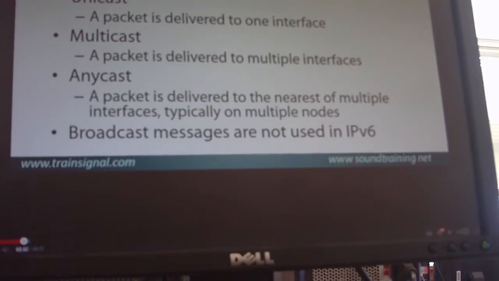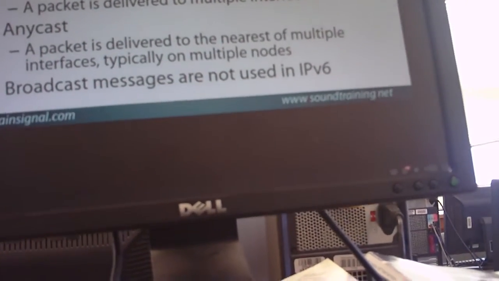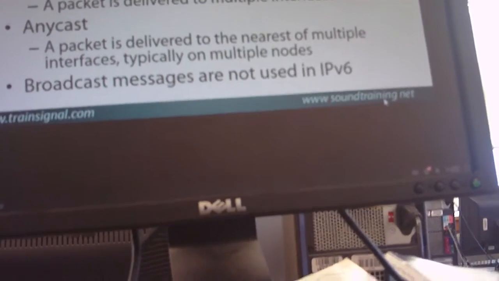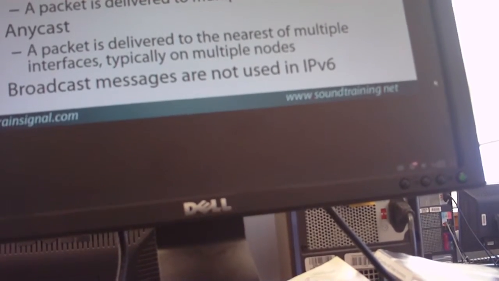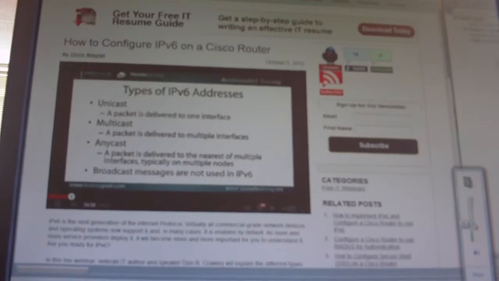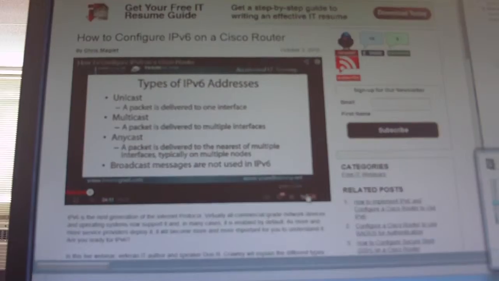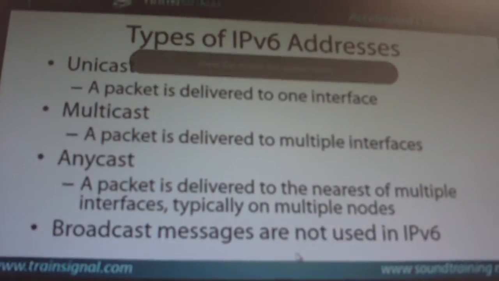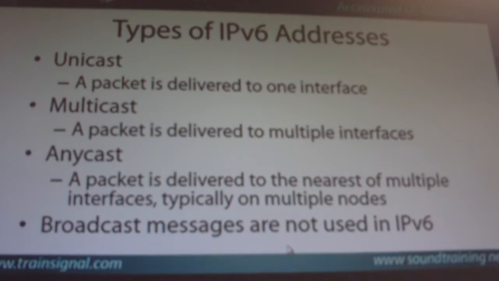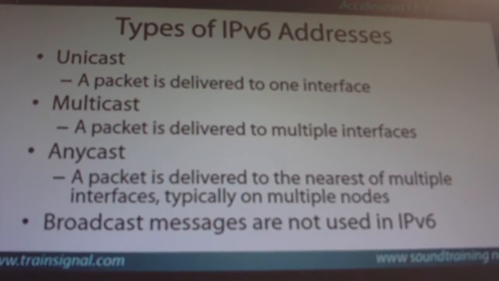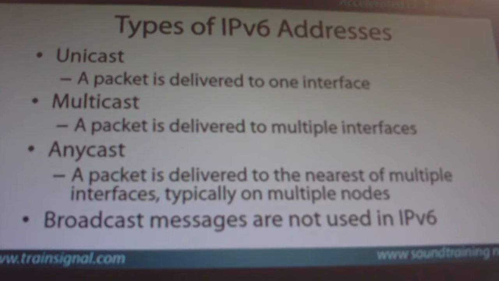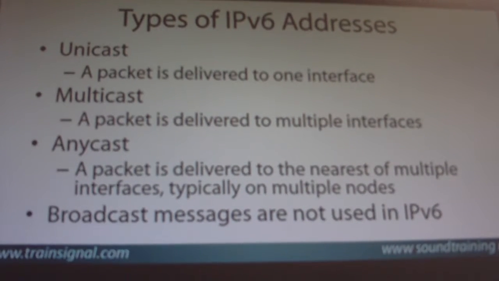A multicast is the same as in IPv4, where a packet is delivered to multiple interfaces. But now we have an anycast address, and that's where a packet is delivered to the nearest of multiple interfaces, typically on multiple nodes. Tom and I were talking about this while we were working on the book, and he commented that a great use of this is with DNS. So you can find your closest DNS server by sending an anycast packet out, and based on routing information, it determines where the closest DNS server would be. So that's an example of an anycast address.